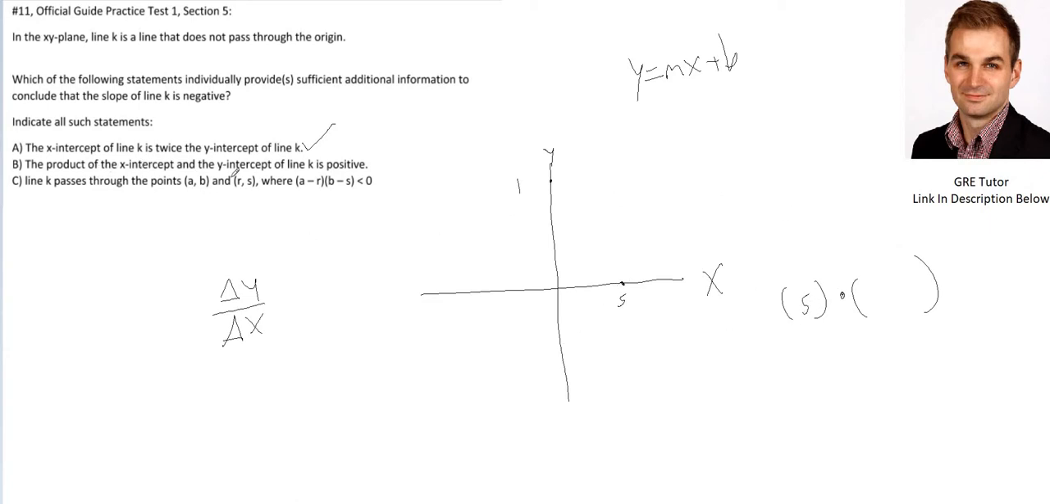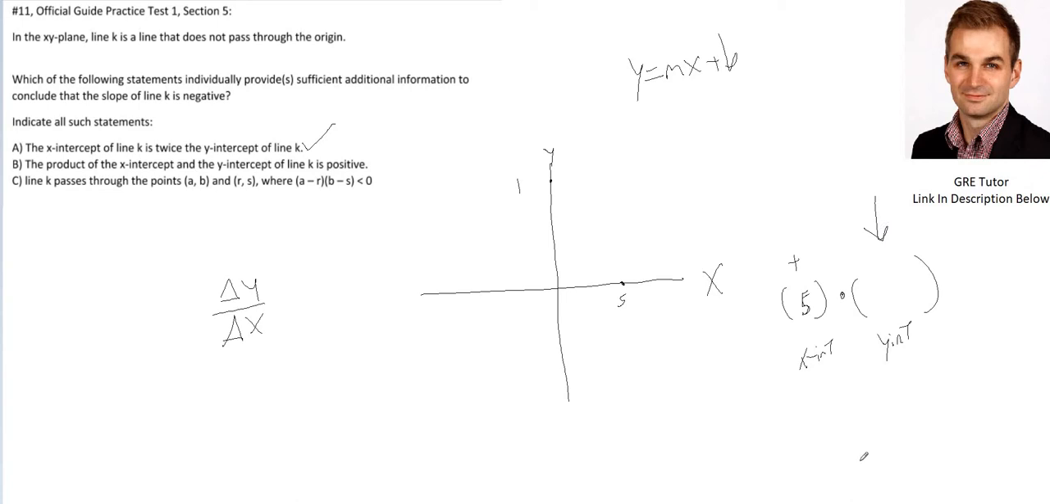Then the product of the x and the y-intercept is positive. Alright, so if x is 5, then x is positive. So what does this have to be in order for it to be positive? Now remember, this is the x-intercept. This is going to be the y-intercept. That's what we got from the product of the x-intercept and the y-intercept, which is the product of this and this, is positive.